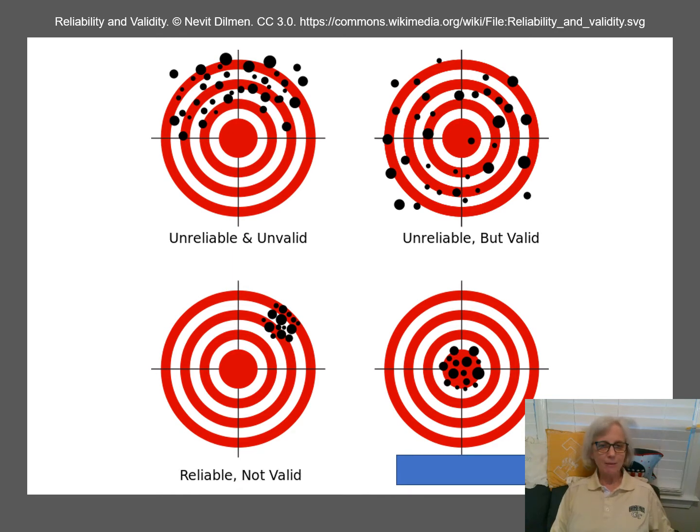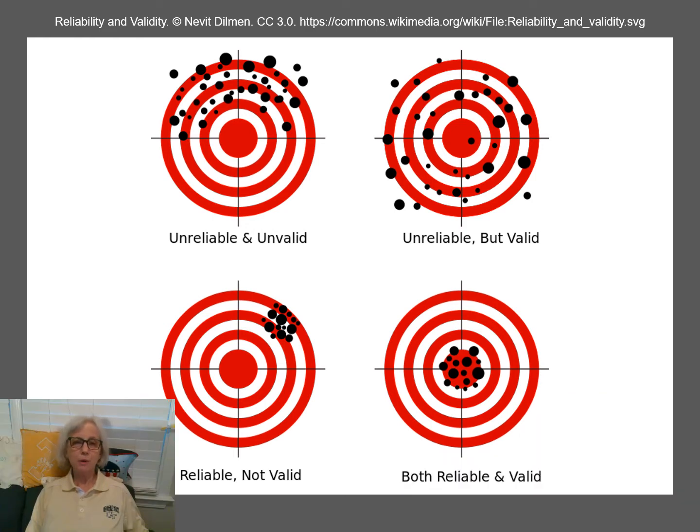In the third example, the darts are all consistently congregated in one portion of the dartboard. Your partner here hit almost the same spot every time, making them very reliable. But they hit the wrong spot, making the shots invalid. You don't want this person on your team either.